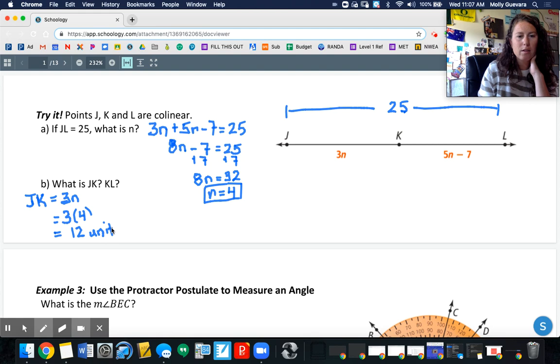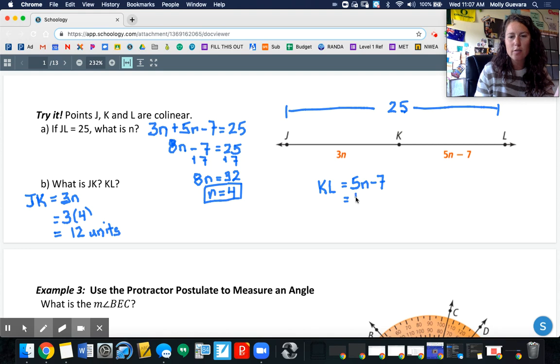Okay, so there's JK. Now I want to know KL. I'm going to have to do it over here because I used too much space. So KL is equal to 5n minus 7. And again, I know what n is. n is 4. So 5 times 4 minus 7. 5 times 4 is 20. So 20 minus 7, which gets me 13 units.